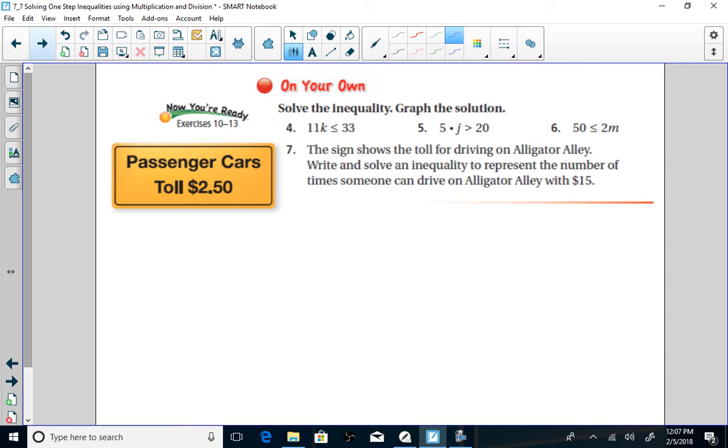All right. Continue with some examples. Here are some on-your-own problems. Why don't you guys try those? Stop the video. See how you do with that. I'm going to work on them too. So you can start the video when you're done and check your answers. All right. Problem number 4, we have 11 times some number k is less than or equal to 33.